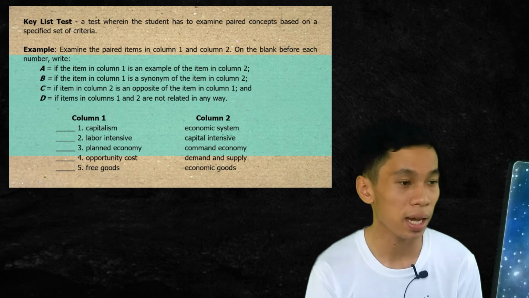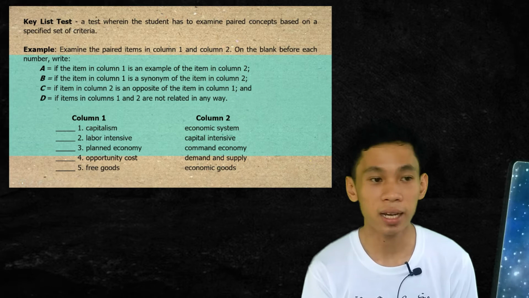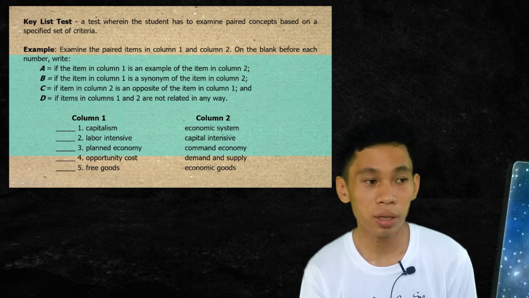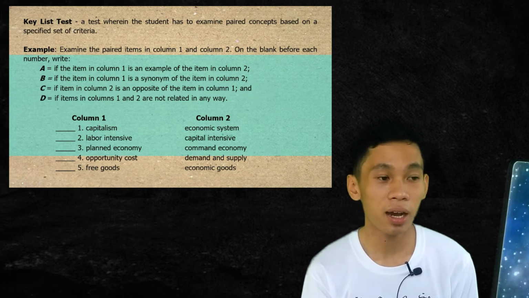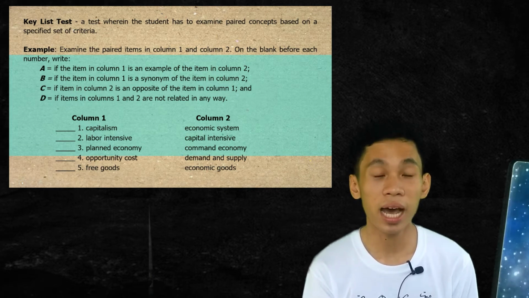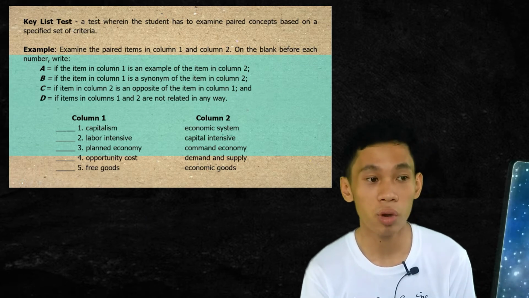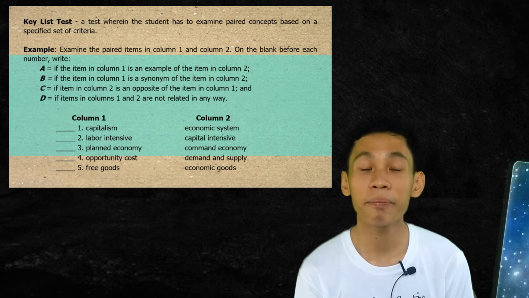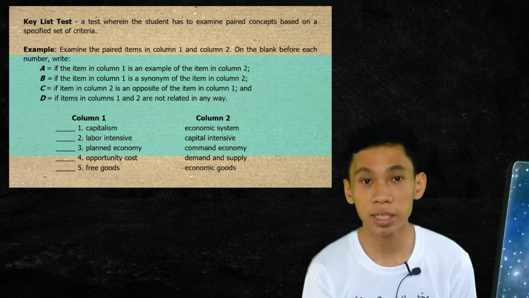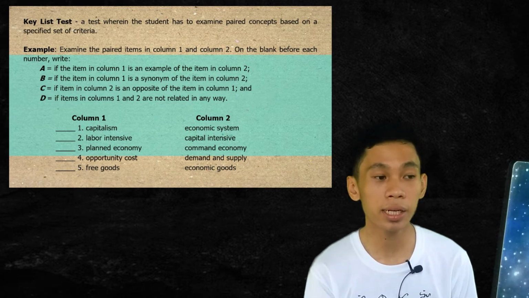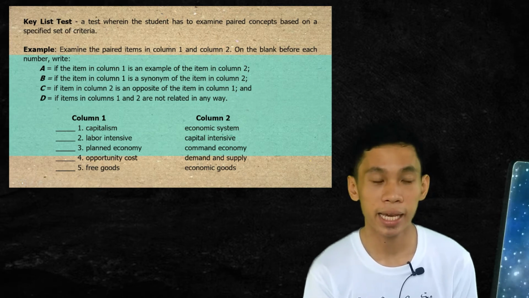set of criteria. Example, examine the paired items in column 1 and column 2. On the blank before each number, write A. So, isusulat daw ang letter A if the item in column 1 is an example of the item in column 2. Letter B naman ang isusulat if the item in column 1 is a synonym of the item in column 2. Letter C, if the item in column 2 is an opposite of the item in column 1. And letter D, if items in column 1 and 2 are not related in any way.